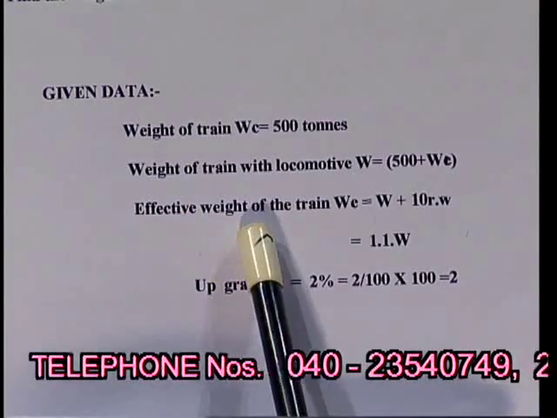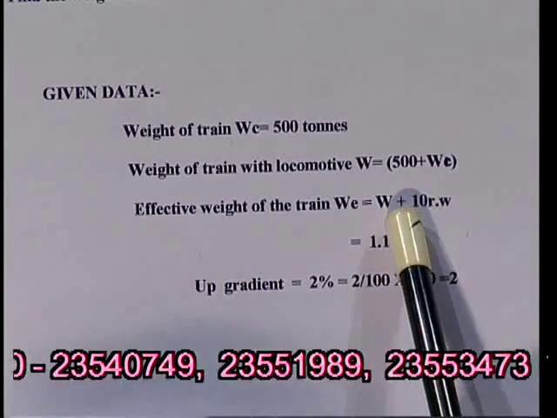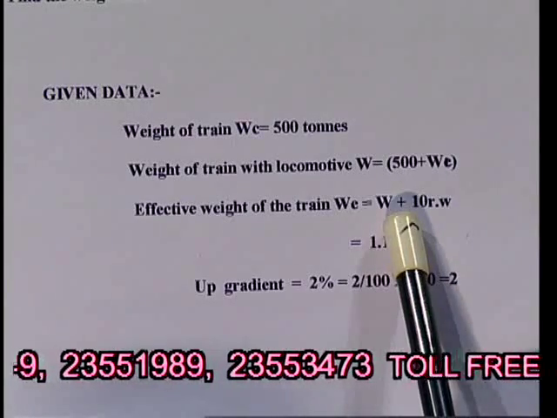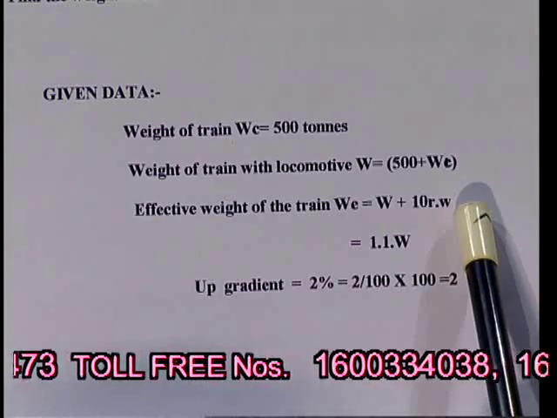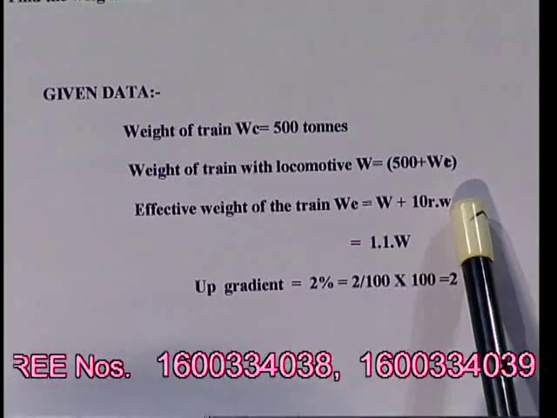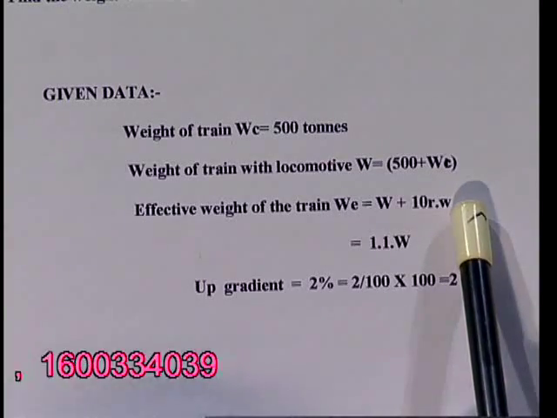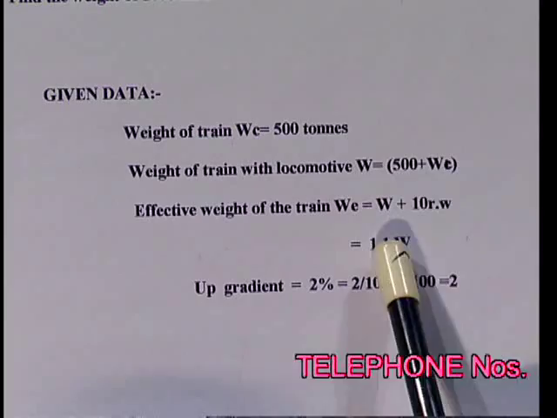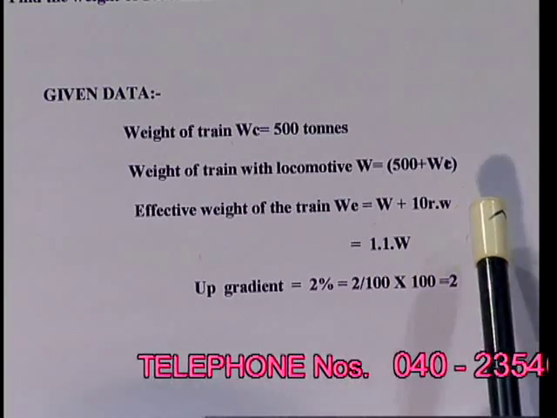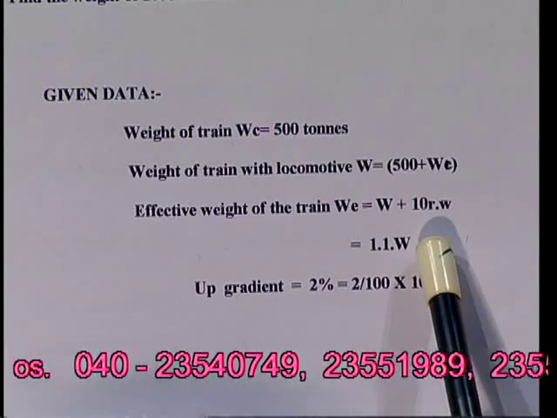Next, the effective weight of the train WE is equal to the weight of the train with locomotive plus 10% of the W, 10% of the weight of the train. That 10% is the rotational masses, the 10% of the rotational masses of the weight of the train. That is equal to W plus 10% of W, that is equal to 1.1 W.